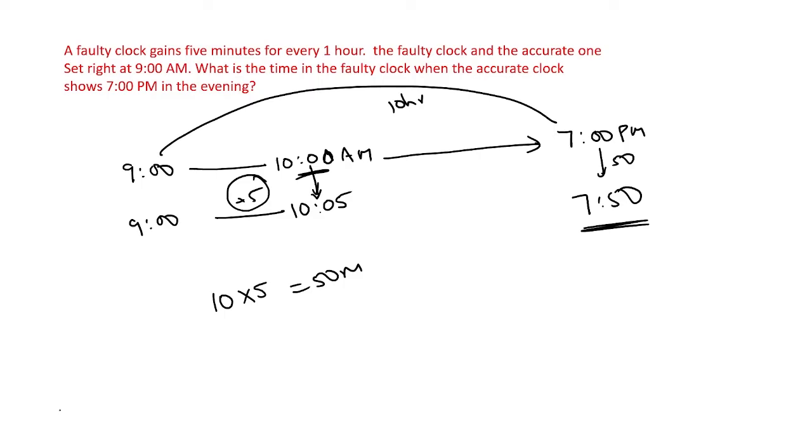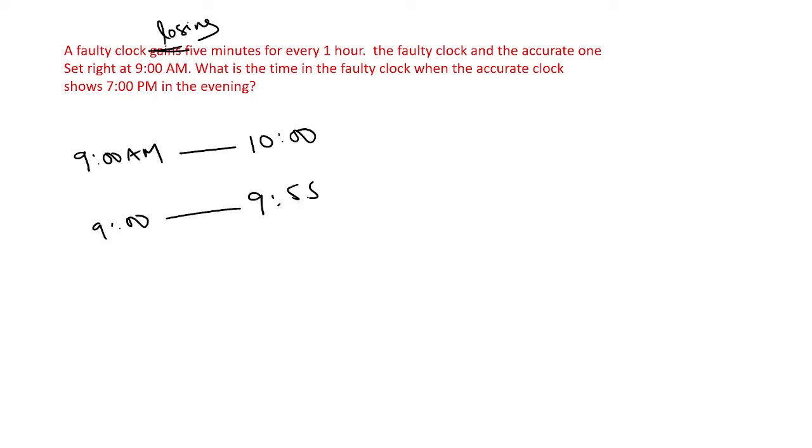The wrong time is always more than the original time, so simply add these 50 minutes to the original time and you get the wrong time. Okay, now I will give one more example. Let us change this gaining to losing. If you set both of them at 9 a.m., after 1 hour the original one is going to show 10 a.m., but the faulty one is going to show 9:55. After 1 more hour, it is going to show 11, and this is going to show 10:50. That means 60 minutes in the original clock is equal to 55 minutes in the wrong clock. That's the meaning of losing 5 minutes for every 1 hour.